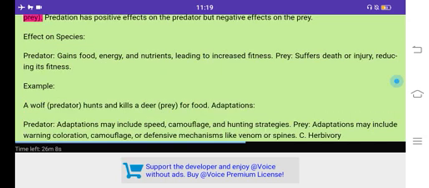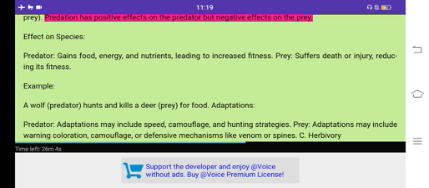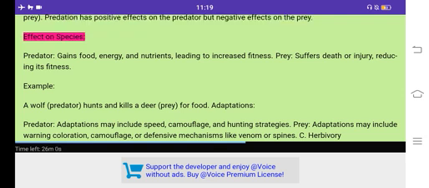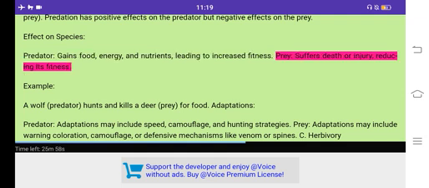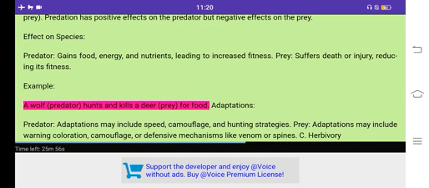B. Predation. Definition: predation is an interaction where one organism, the predator, kills and eats another organism, the prey. Predation has positive effects on the predator but negative effects on the prey. Effect on species: the predator gains food, energy, and nutrients, leading to increased fitness. The prey suffers death or injury, reducing its fitness. Example: a wolf predator hunts and kills a deer prey for food.